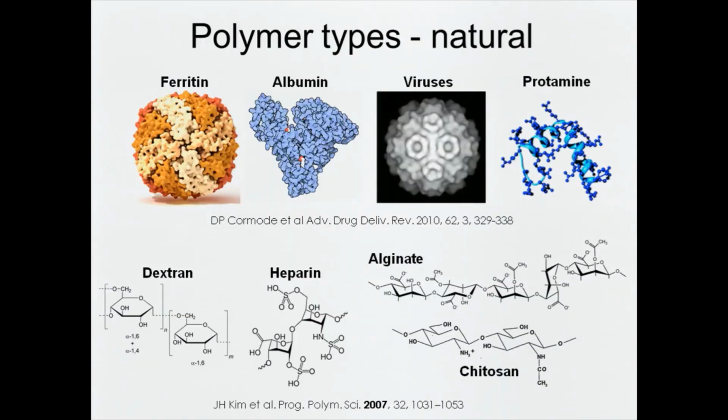Now we come to natural polymers. We're considering here proteins as being natural polymers in this case, such as ferritin, albumin, viruses, or protamine. We covered some of this area in a review a few years ago. We have various polysaccharide-based polymers. Dextran is probably the most famous, but also heparin, alginates used a lot, and also chitosan.